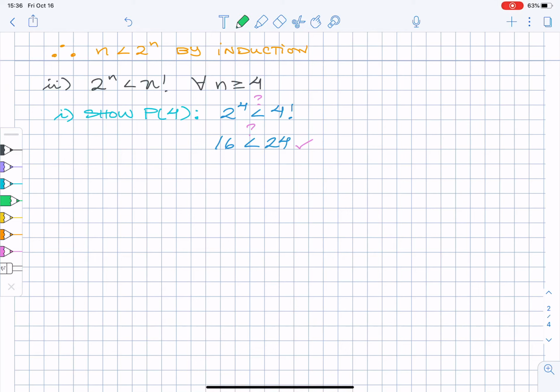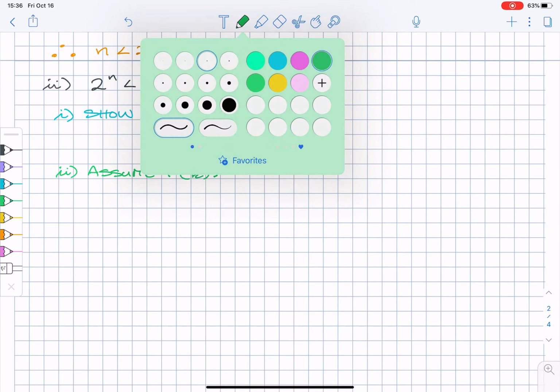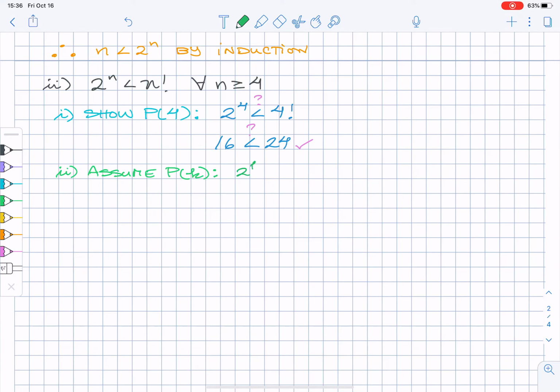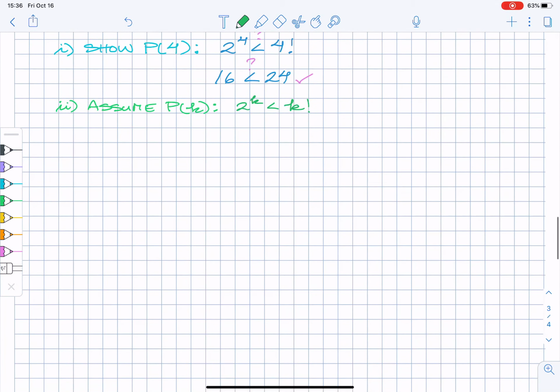Okay, so now we do our assume step: assume that p at some integer k is true. So that means that 2 to the k is strictly less than k factorial. And based on that assumption, we want to show that p, the proposition at k plus 1, is true.